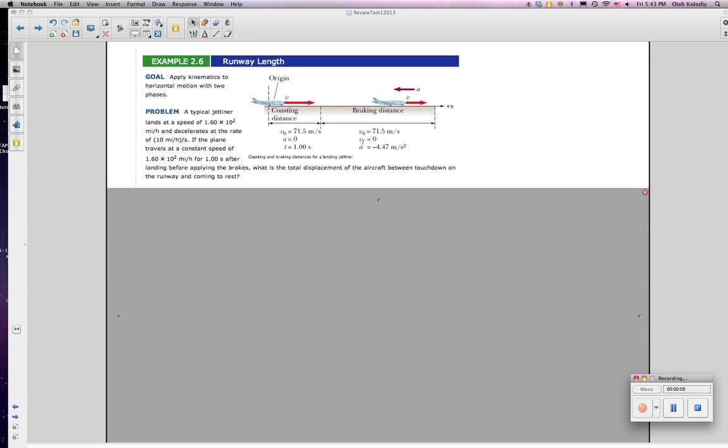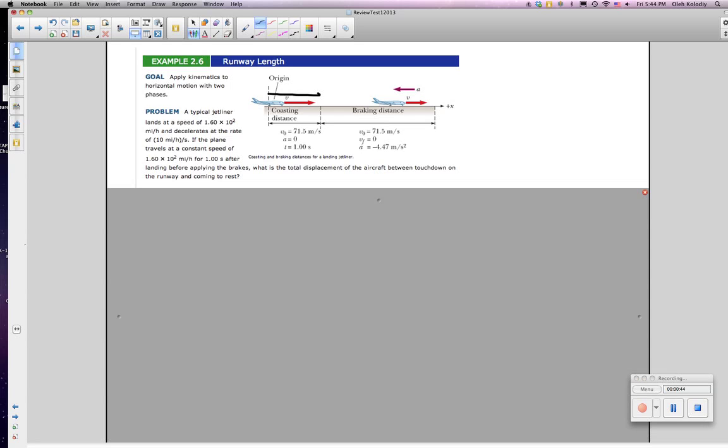So let us look at one of the problems from the web assigned homework. A typical jetliner lands at a speed of 160 miles per hour and decelerates at a rate of 10 miles per hour per second. If the plane travels at a constant speed of 1.6 times 10 to the 2, or 160 miles per hour for 1 second after landing before applying a brake, what is the total displacement of the aircraft between touchdown on the runway and coming to rest? In other words, what is the total distance covered?